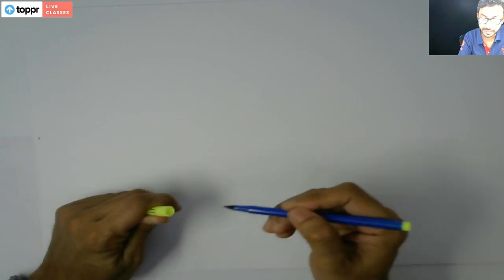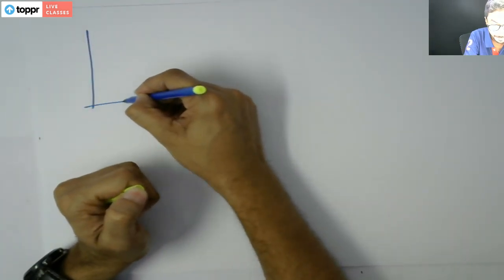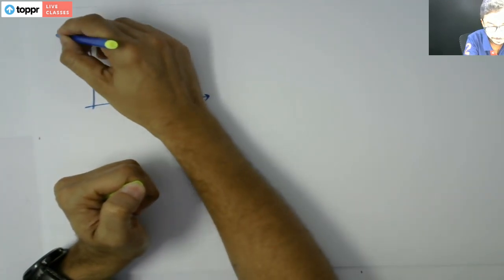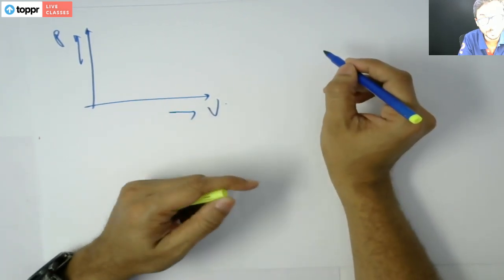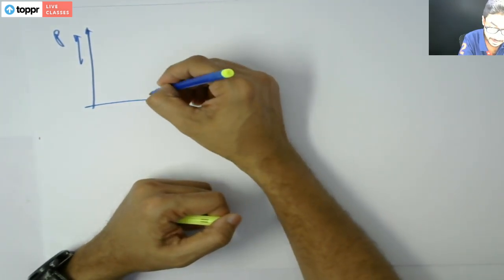Now, why do we need these graphs? See, graphs can actually determine what the work done is. Say this is pressure, this is volume. Let's go back to all these things. When volume is constant, means what?